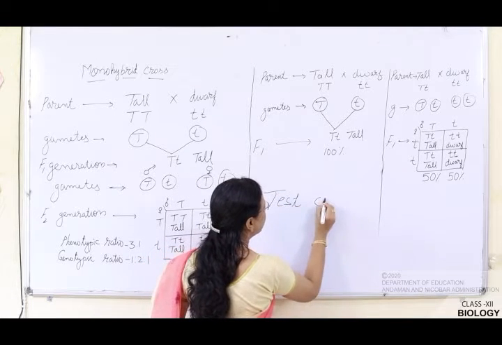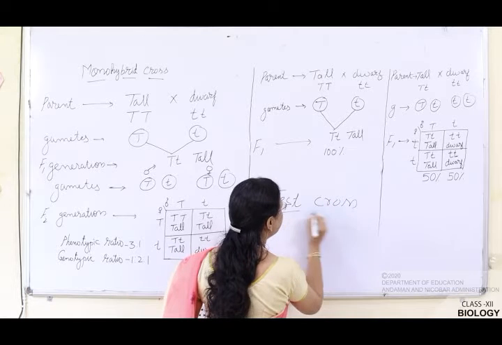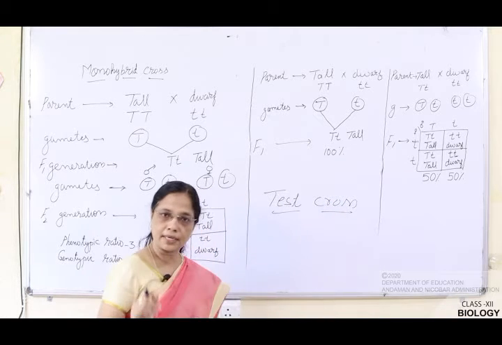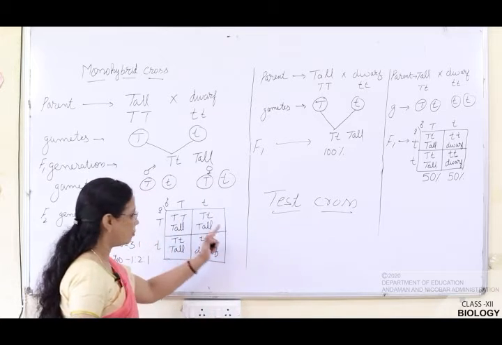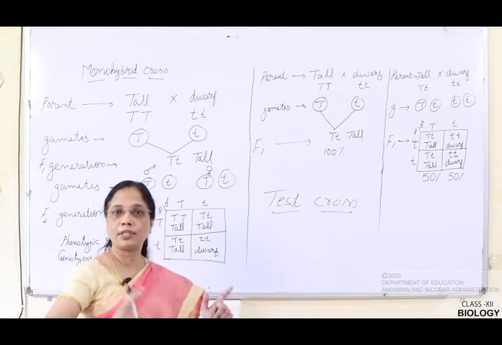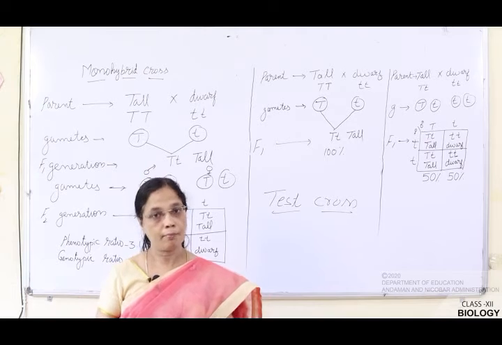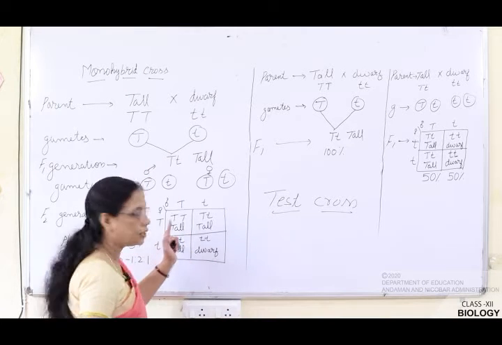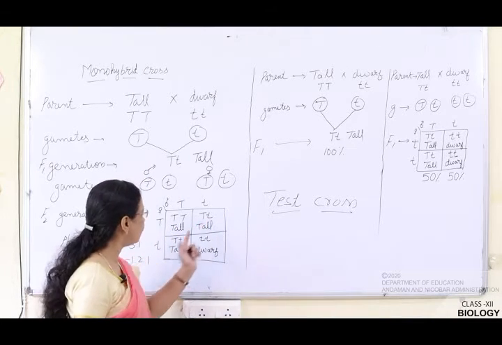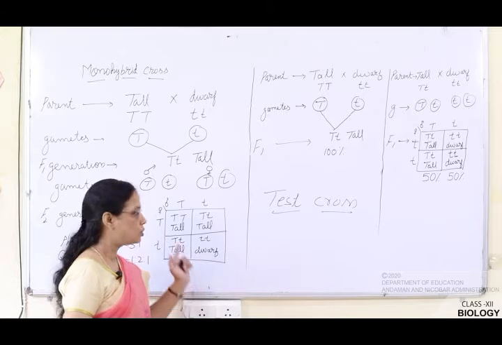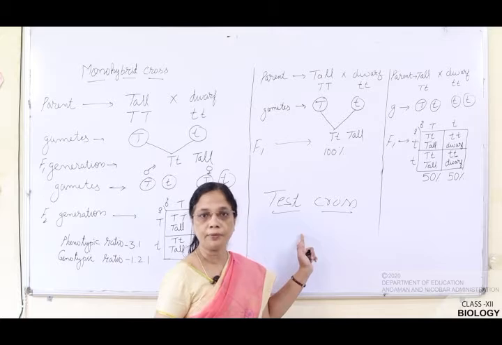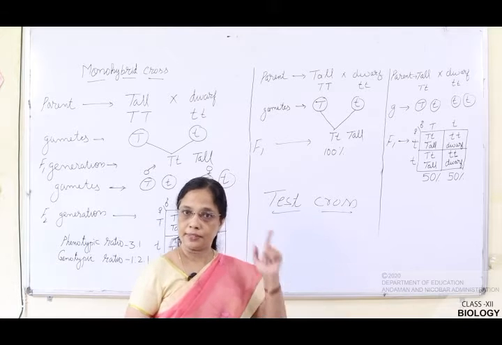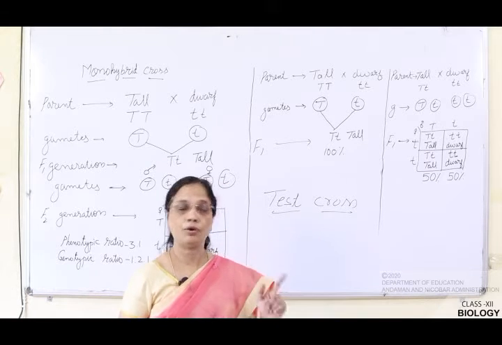So what is a test cross? A test cross is done in order to find out the genotype of the unknown dominant. Phenotypically all the plants appear tall, but the genotype varies. It may be homozygous or it may be heterozygous. So a test cross is done to find out the genotype of that unknown dominant.